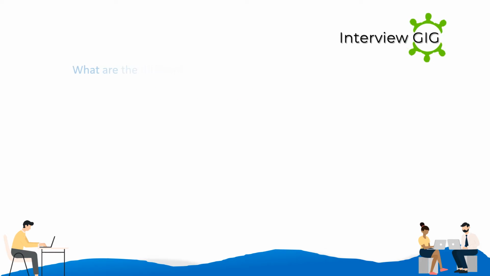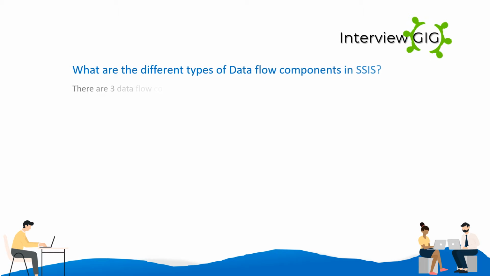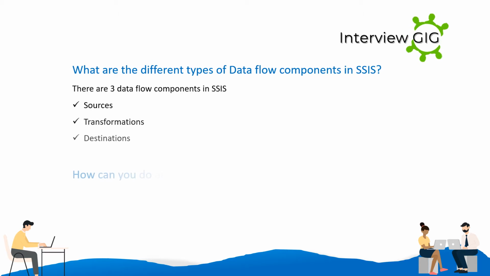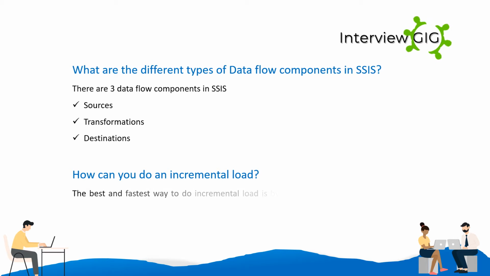What are the different types of data flow components in SSIS? There are 3 data flow components in SSIS: sources, transformations, destinations.